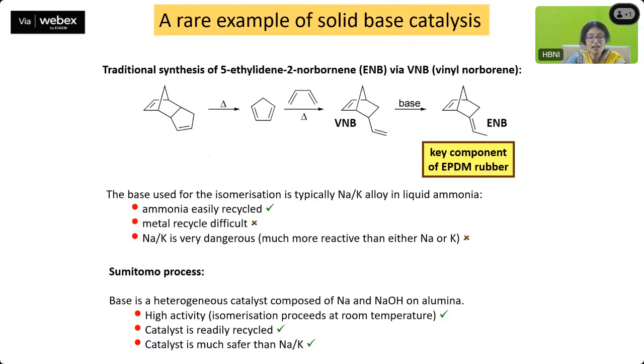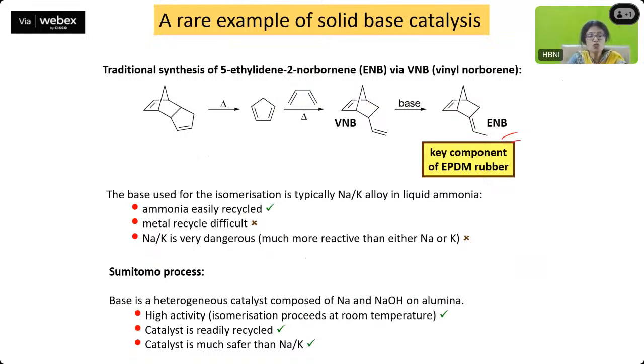So then, we talked a lot about acid catalysts. Now talking about base catalysts. The traditional synthesis of this 5-ethylidene-2-norbornene, ENB, via vinyl norbornene is a particular example. Why is this ENB important? Because it is a key component of the rubber material EPDM, which we call it.